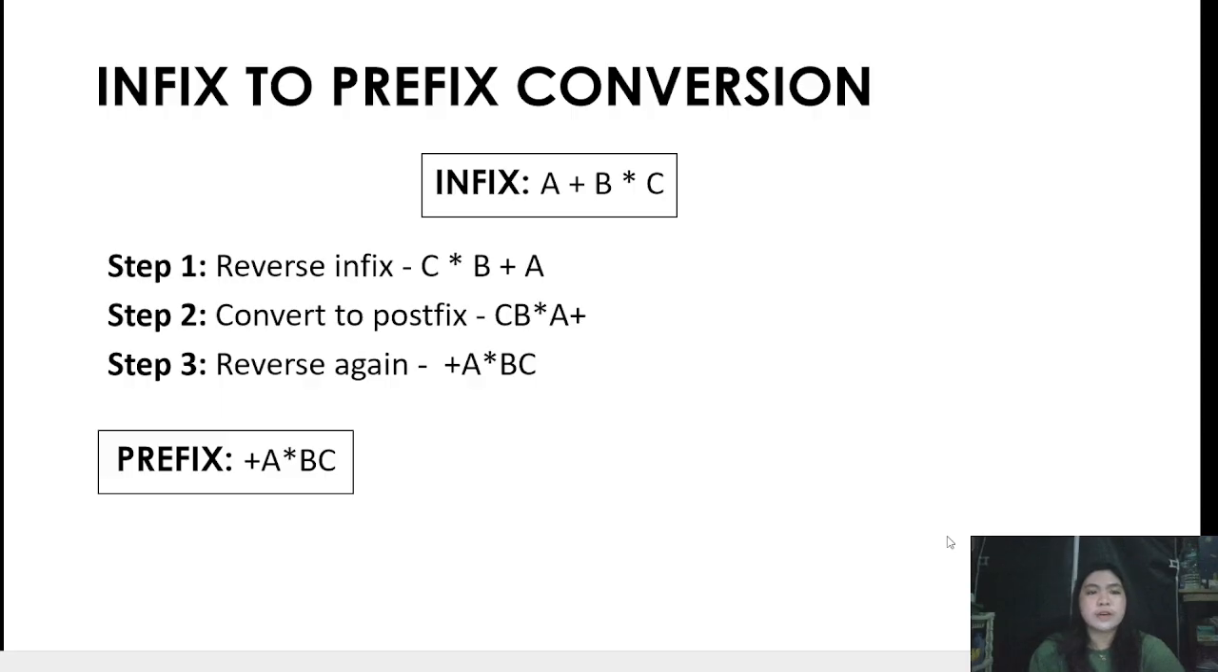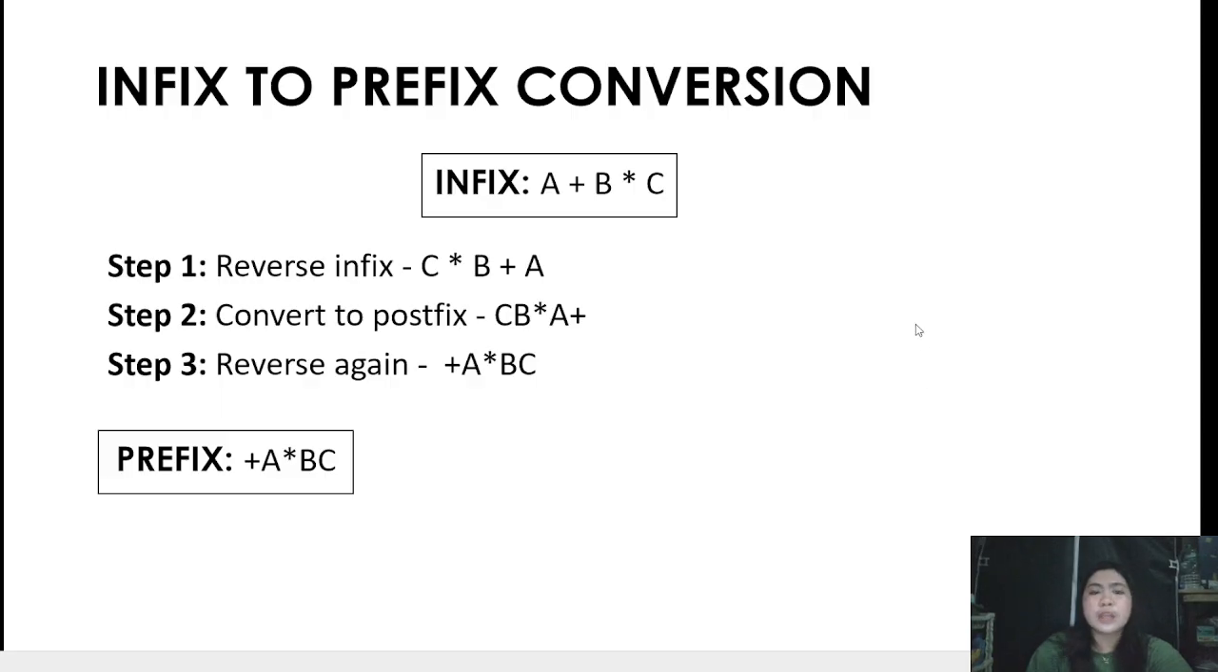So let's proceed to infix to prefix conversion. Our infix is still A plus B asterisk C. Now let's convert the same expression to prefix. Step 1, reverse the infix expression. Instead of A plus B asterisk C, it becomes C asterisk B plus A because we reverse it. In step 2, convert to postfix using the same logic. So it will be CB asterisk A plus. Then we reverse it again so we can get our prefix. So our prefix will be plus A asterisk BC. So that will be our prefix.